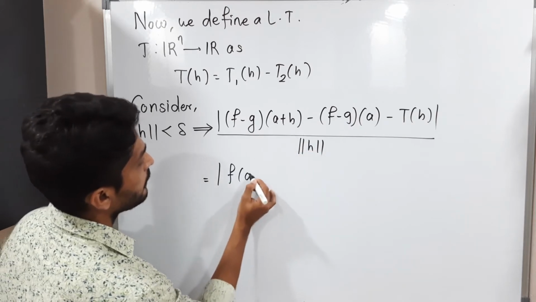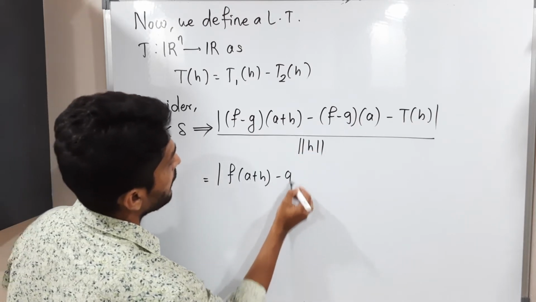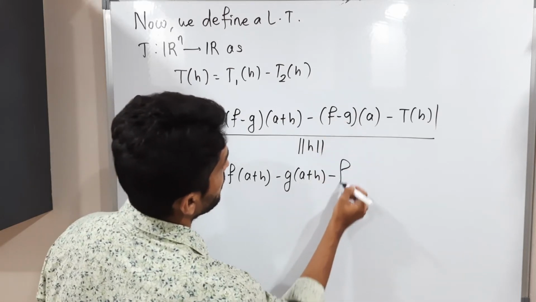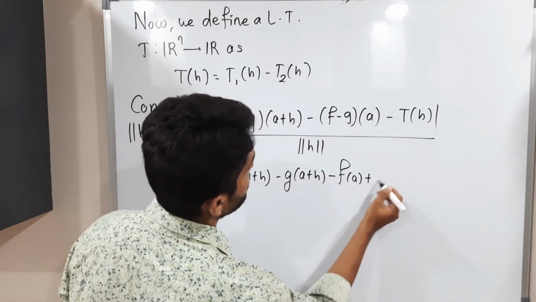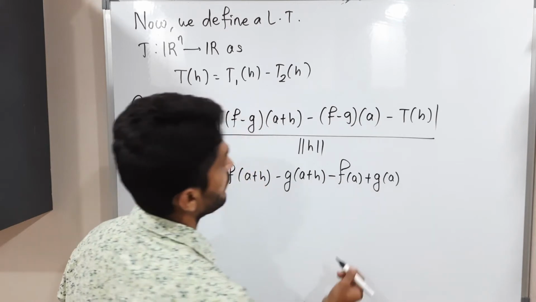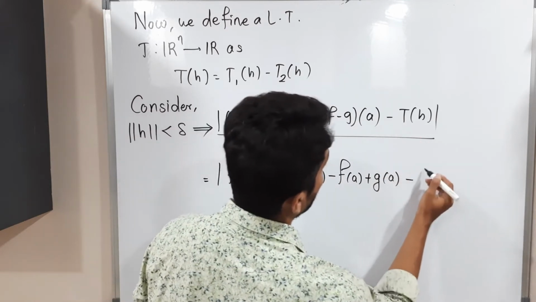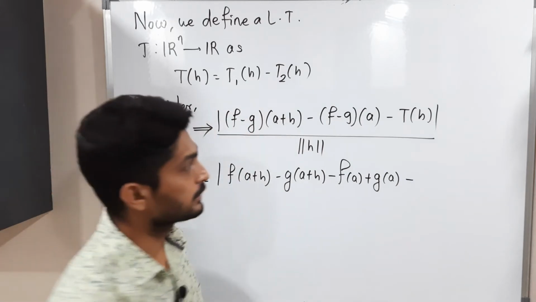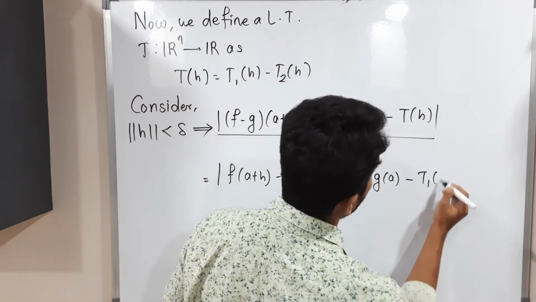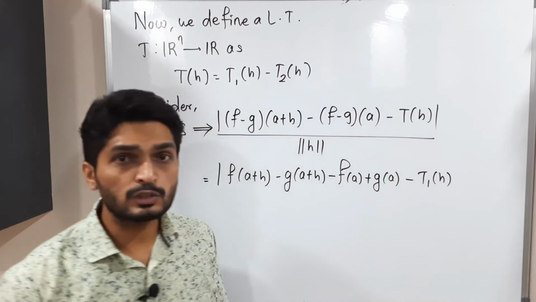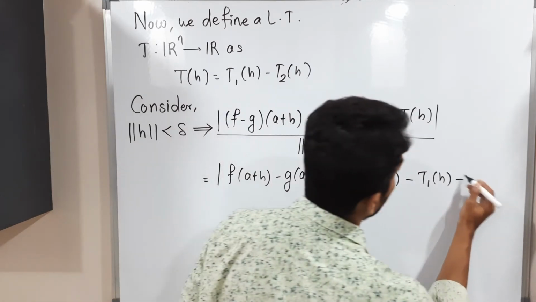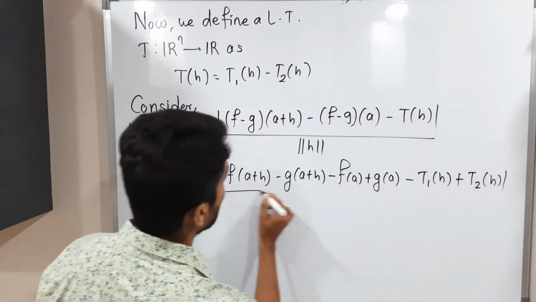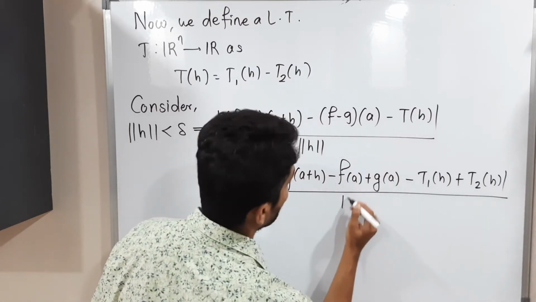So f of a plus h minus g of a plus h. Here also I will operate separately. Minus f of a plus g of a. Okay. And this, you remember, T is nothing but T1 of h minus T2 of h. So that's why we can write T1 of h. But there is a minus sign outside, so plus T2 of h, whole divided by norm h.